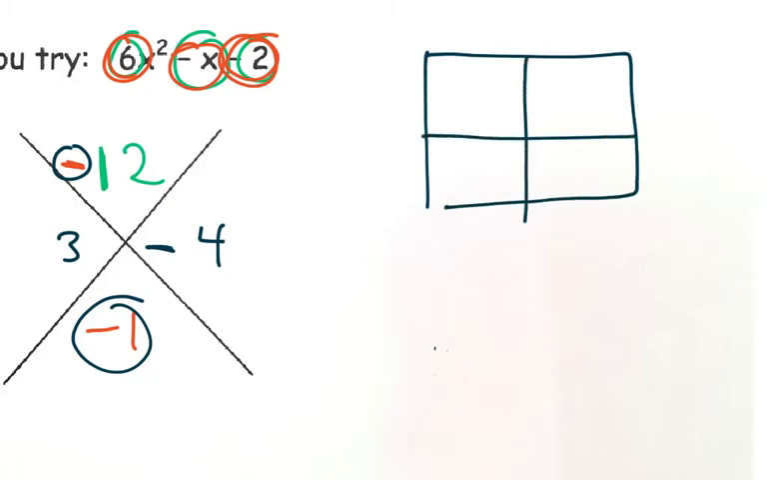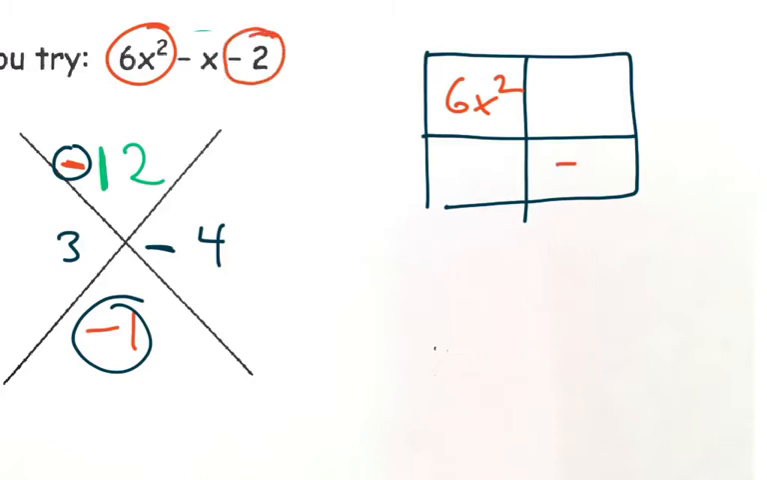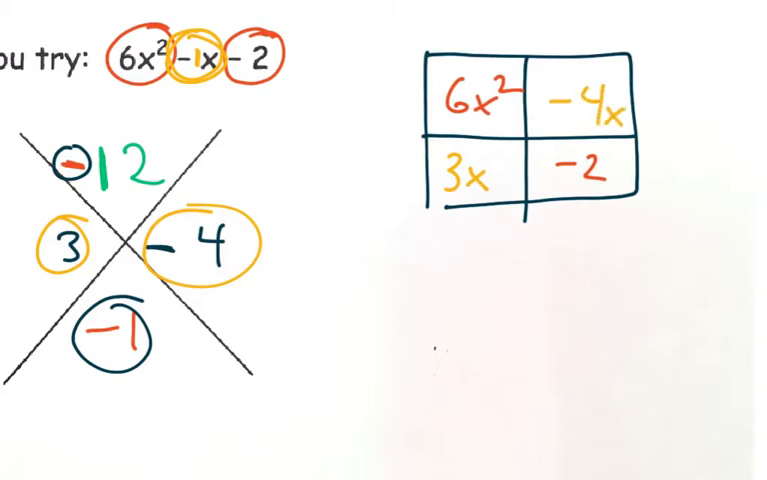Check this out. I know that the 6x squared goes in the top left corner. I know the minus 2 goes in the bottom right corner. I now figured out that the negative 1x here is a 3 and a minus 4x. So I'm going to put the 3x down here and the minus 4x up there. Okay. And let's see what we can do here.